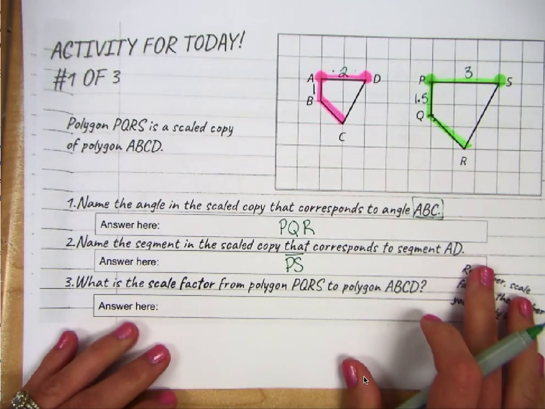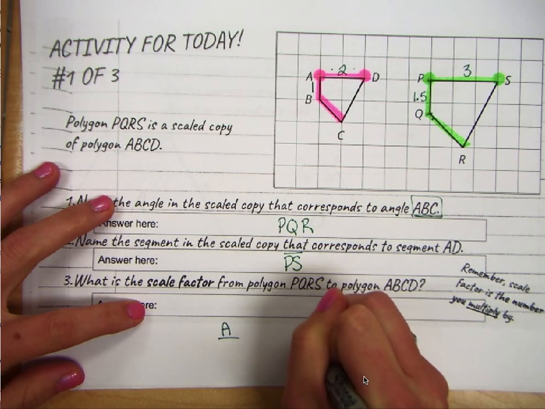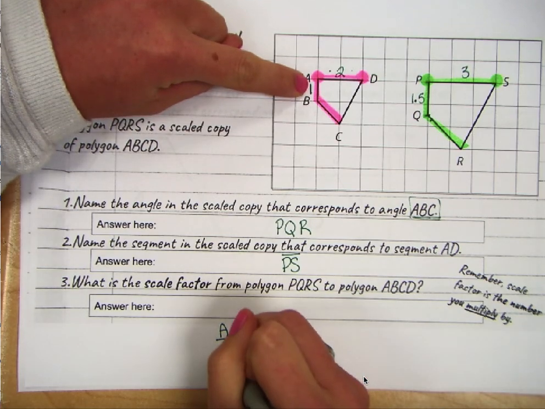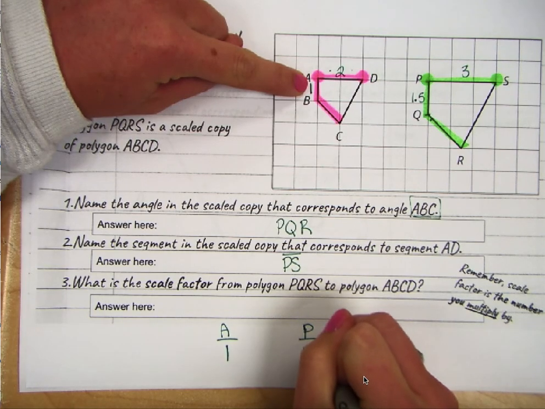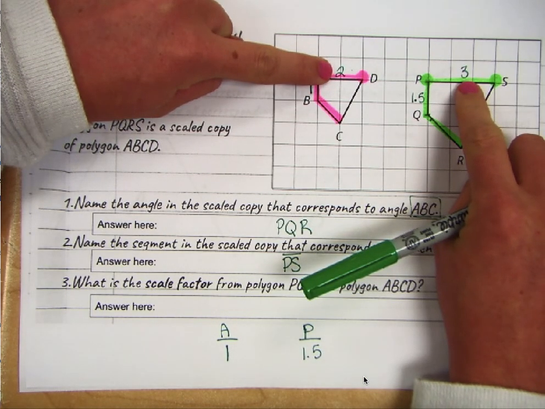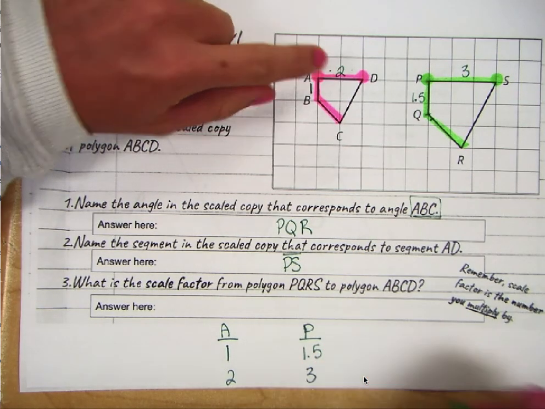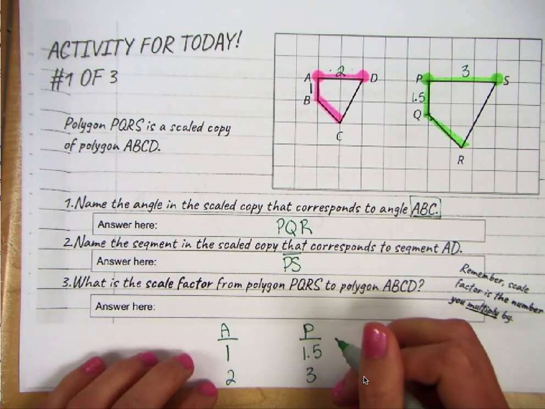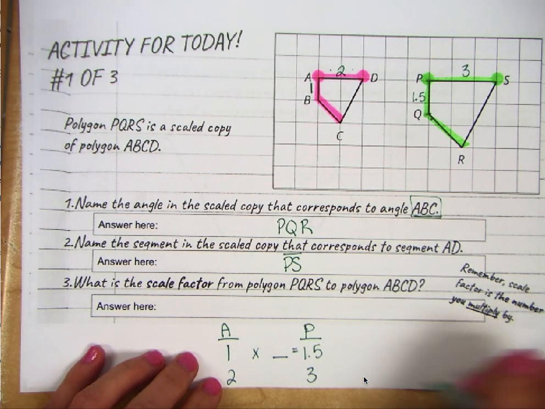Okay? Now, when we did scale factor, I'm going to label the first one A and the second one P. So let's write down what we have. We have side 1, and the corresponding side here is 1.5. Then I have side 2, and the corresponding side here is 3. Okay? And we want to know the scale factor. Remember, the scale factor is the number we multiply by. So we're going to say 1 times something equals 1.5, and 2 times something equals 3.